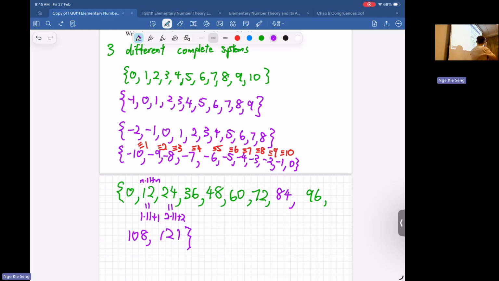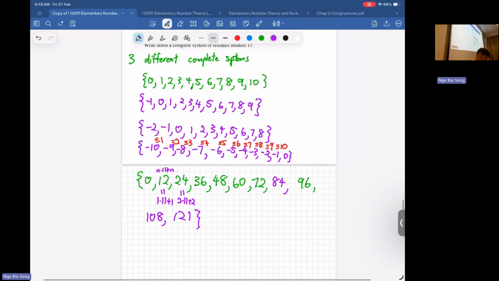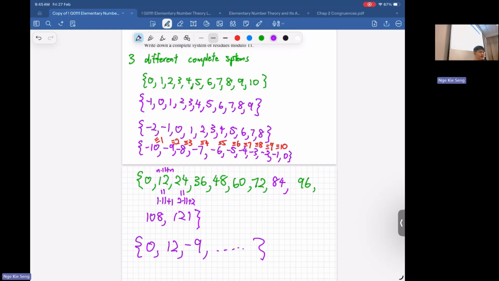Okay. So you just add a random. You don't need to be that regular actually. You can even jump further. So you can take like 0, 12, -9, and then so on. Doesn't matter, as long as you pick at least one from the congruent class. Yes.